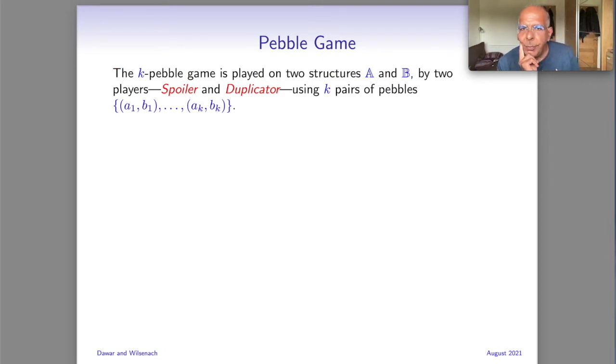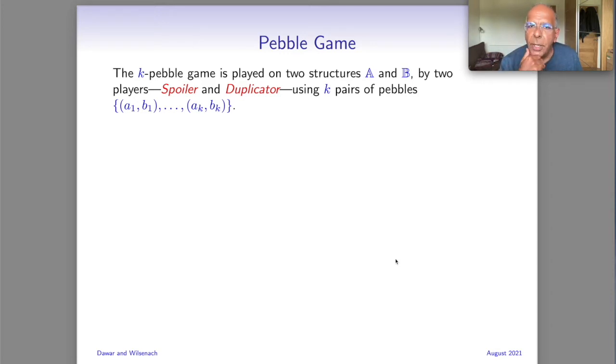Now I'm going to get on to the tool. I'm ultimately leading to proving that certain properties are not first order definable. Sorry, not fixed point definable. And to do this, I want to show that they are not axiomatizable using k variables for any constant k. And the tool here is the Pebble Game.